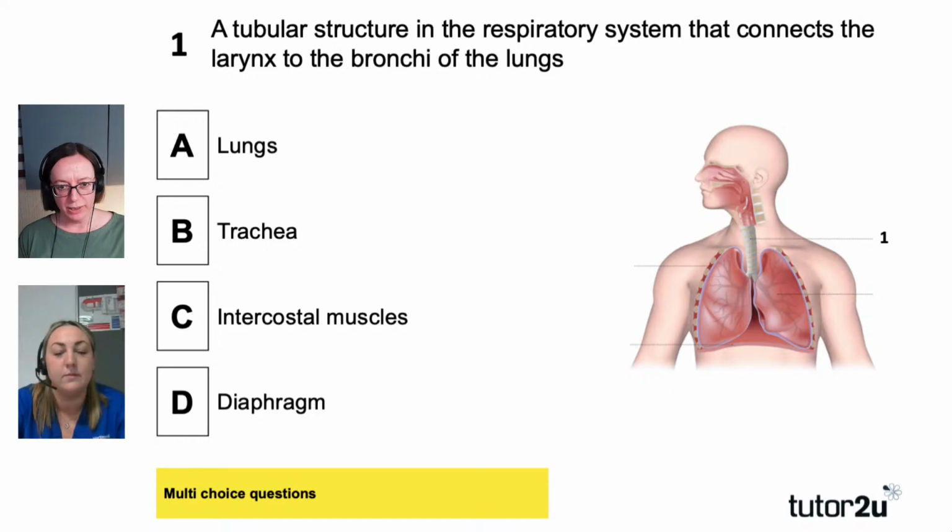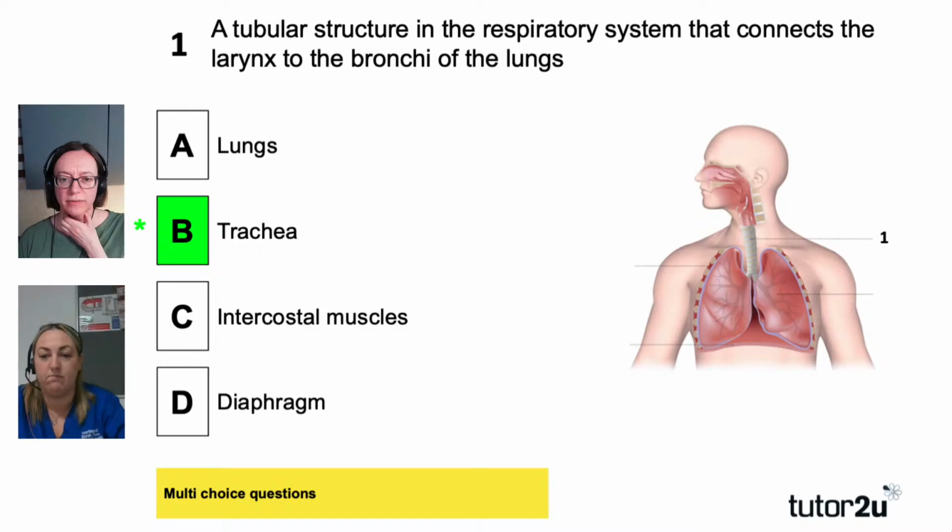So let's have a go at this. I'm going to move really quickly through this, guys. So on the diagram, I've got number 1 indicated, and I'm saying it's a tubular structure in the respiratory system that connects the larynx to the bronchi of the lungs. Is that A, B, C, or D? So A, lungs, B, trachea, C, intercostal muscles, or D, diaphragm? What do we think? I'm going to move really quickly through so we can get through everything. It is your trachea. It's that thick tube that you can feel if you squeeze your throat here.